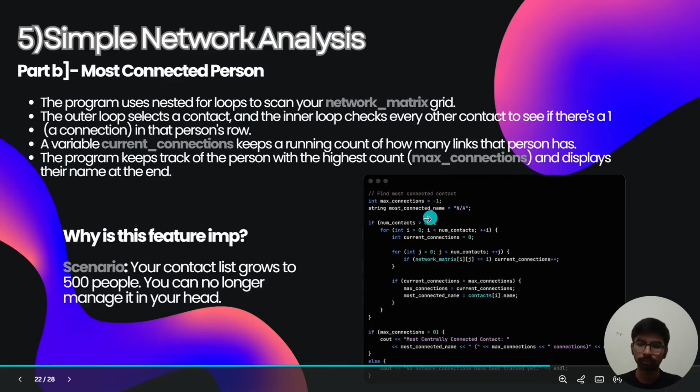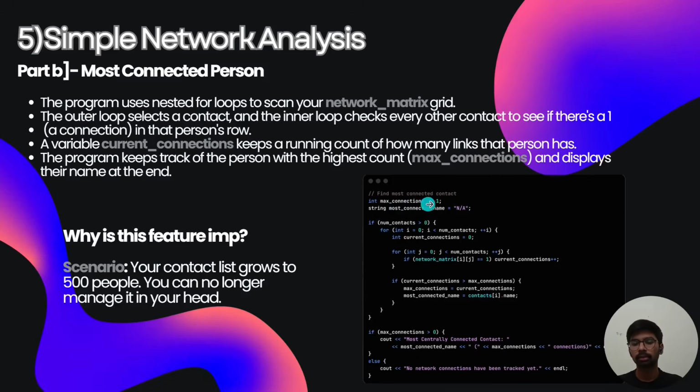Let us understand the code. We have created max connections, an integer initiated with -1, and most connected, a string initiated with "not available". If num contact is greater than 0, a for loop starts from the 0th index to the last index, whose current connection is 0.